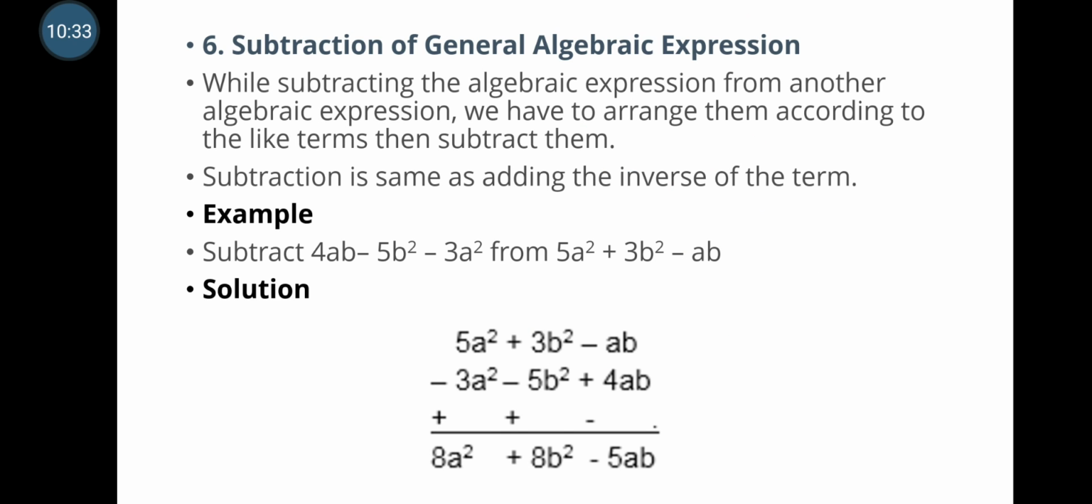Then subtraction of general algebraic expressions. So while subtracting an algebraic expression from another algebraic expression, we have to arrange them according to their like terms, then subtract them. So here also like terms you have to arrange it, then only we can do. So subtraction is same as adding by inverse of the term. You will change the sign. So that's a step you need to do first. Then you can do the normal addition step.